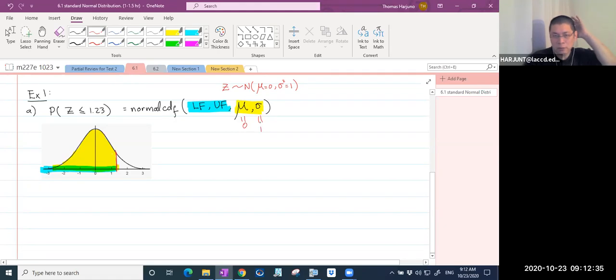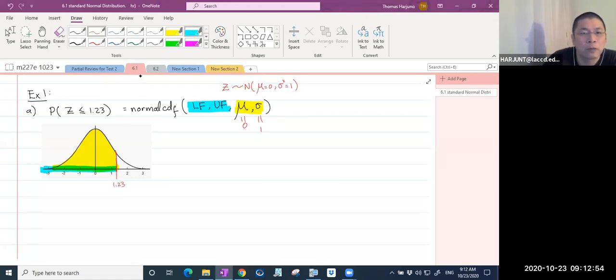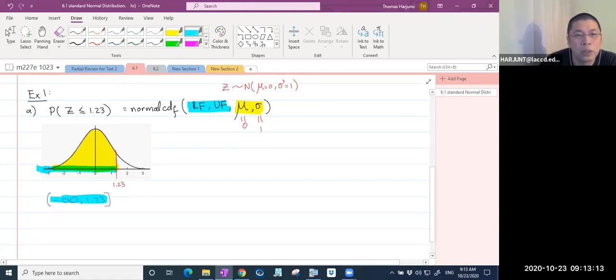Okay, write this down first. Now, in intermediate algebra, you learn that this blue interval here is denoted in interval notation as negative infinity up to 1.23. That's the interval we will put here.